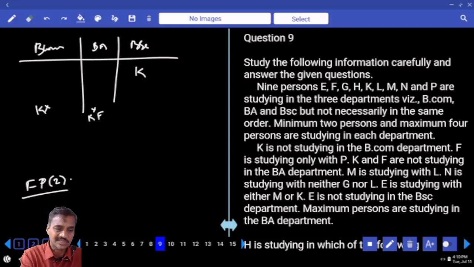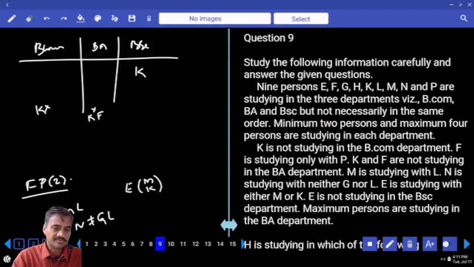M is studying with L. M and L are studying together, and N is studying with neither G nor L. N is not studying with G as well as L. And next one, E is studying with either M or K. E is studying with whom? Either M or K.